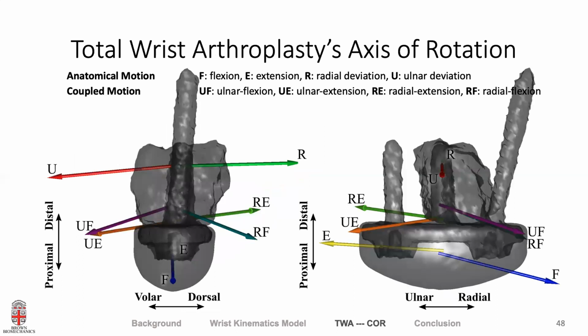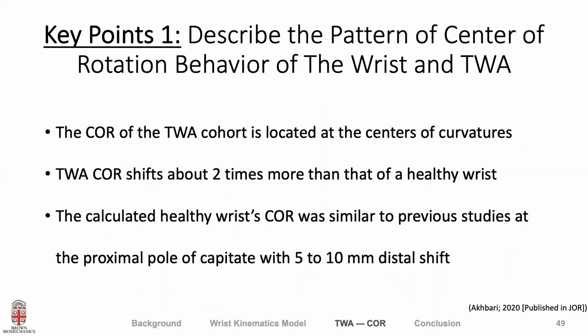For the replaced wrist, similar to the healthy wrist, the rotation axes for pure flexion extension and radial ulnar deviation were orthogonal and consistent with the movement. But as you see, radial flexion and ulnar flexion were not compatible with the healthy wrist behavior. What this means is that the coupled motions during the flexion of the implant don't follow the behavior of the healthy wrist. And in both cases of flexion, they are slightly pronated, which might cause problems at the end. So in this section, we found that the center of rotation of the total wrist arthroplasty cohort is located approximately at the centers of curvature of the articulating surface.